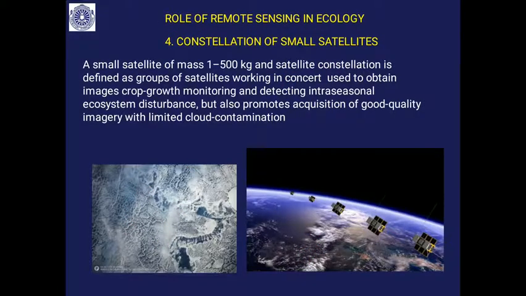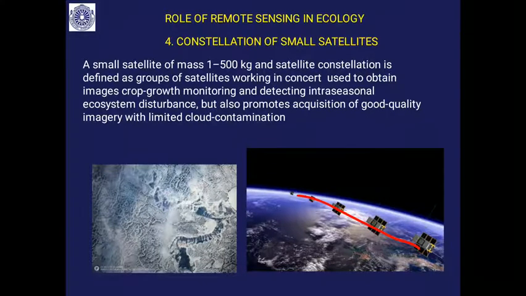Then, the constellation of small satellites. A constellation of small satellites means several satellites that you will be able to see revolving over an area. The mass of each satellite is about 1 to 500 kg. They are very small, and a constellation means several satellites working in concert together and using the images obtained of crop growth, and monitoring and detecting intra-seasonal or inter-seasonal ecosystem disturbances, such as cyclones. All these you can see.